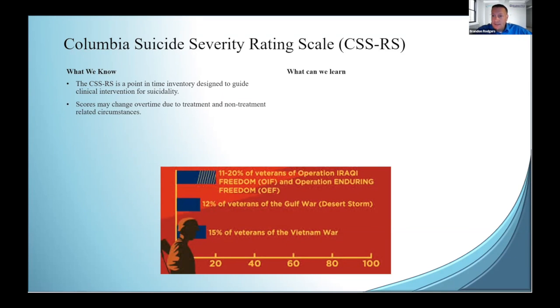So a lot like the DLA-20, there could be changes that are completely related to treatment and completely unrelated. For instance, if Brandon is assessed at intake, and maybe a year later, Brandon's marriage has fallen apart, my CSSRS may change, not as a result of the treatment I got, but maybe as a result of what's going on in my home life and my personal life.